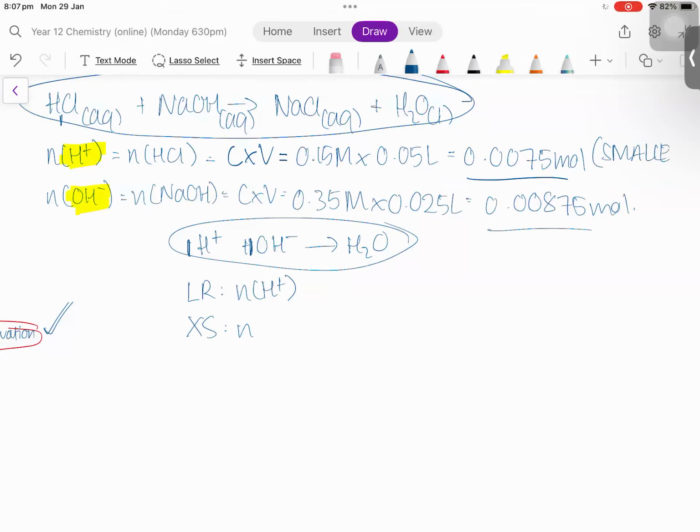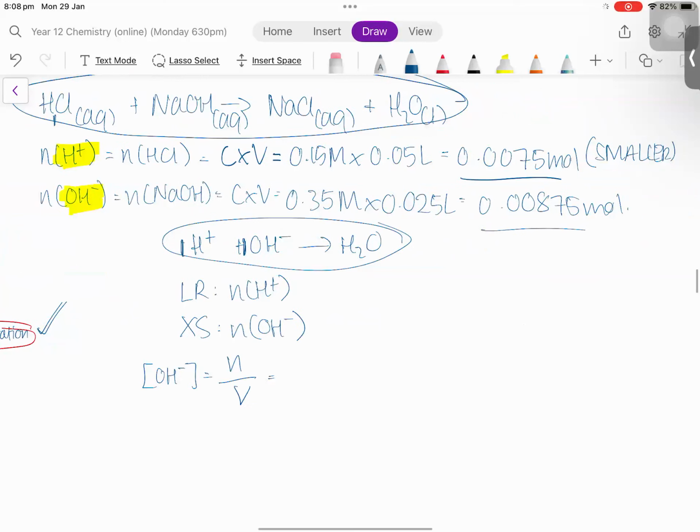So OH minus must be your excess. I figured out my limiting reagent, I figured out my excess. Now I go to calculate concentration. So concentration of OH minus is moles over volume. But guys, this is the moles that's left over. Remember, this is the amount that I put in.